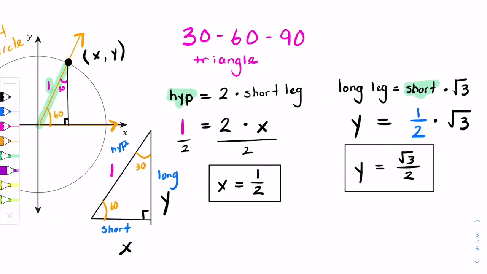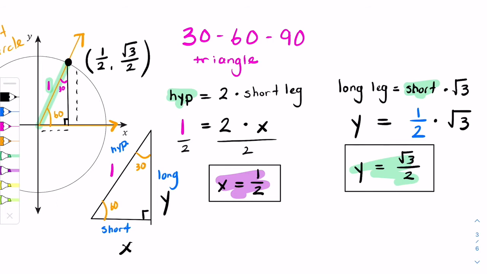Also, once we know that x is 1/2, and once we know that y is square root of 3 over 2, I can rewrite this ordered pair, and I can write that as the point 1/2, comma, square root of 3 over 2. All right, my x value is how far we went over on the x-axis. My y value is how far we went up on the y-axis, and those two values correspond to your x and y, or your short and long legs.